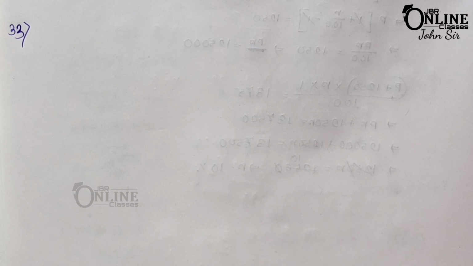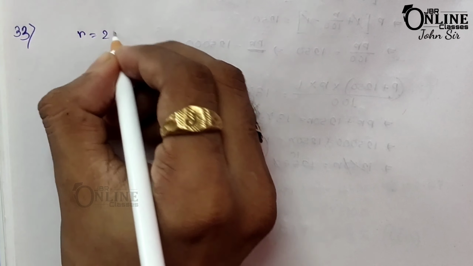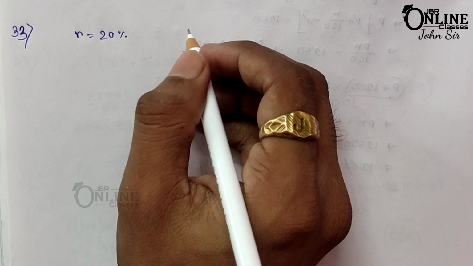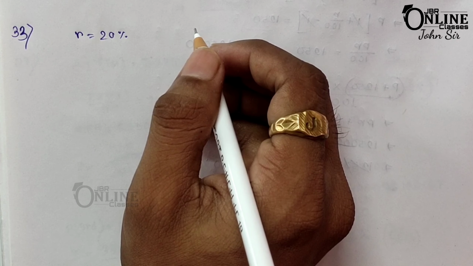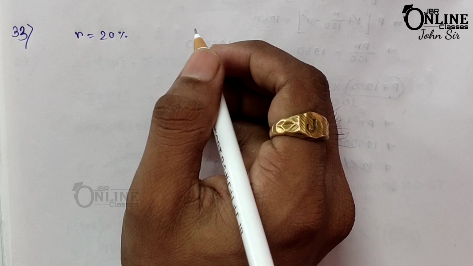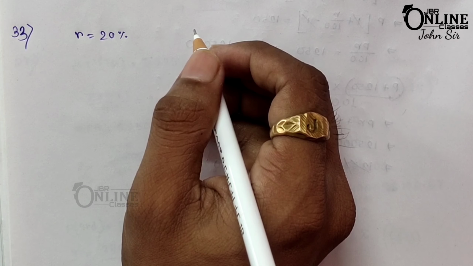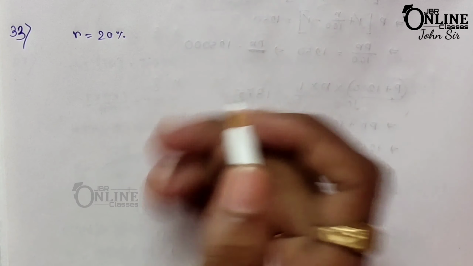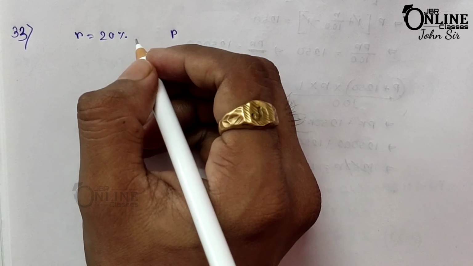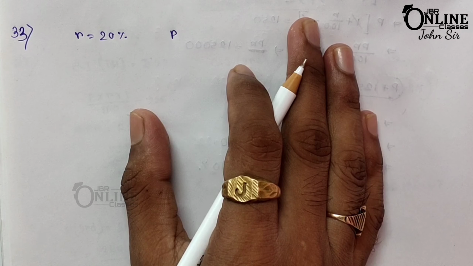So here a sum of money is lent at a compound interest for 2 years at 20% per annum, and CI reckoned yearly. If the sum of money is lent out at compound interest at the same rate percent per annum and CI reckoned half yearly, it would have fetched rupees 482 more by way of interest. So first let the principal equal P and rate of interest R equal to 20%. Now we have to calculate the sum of money lent out.